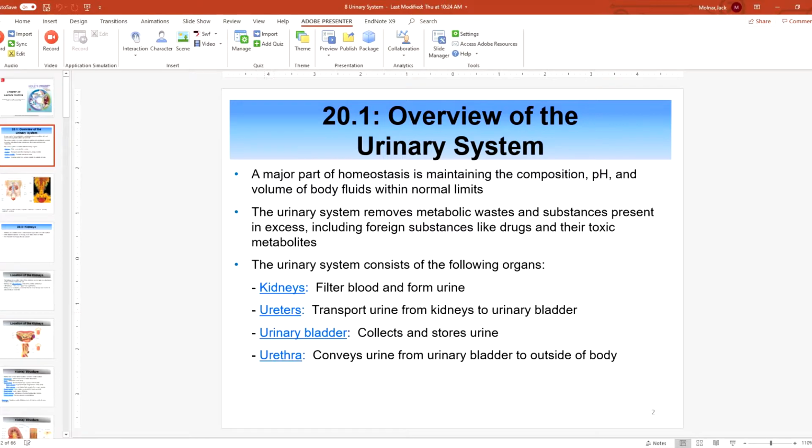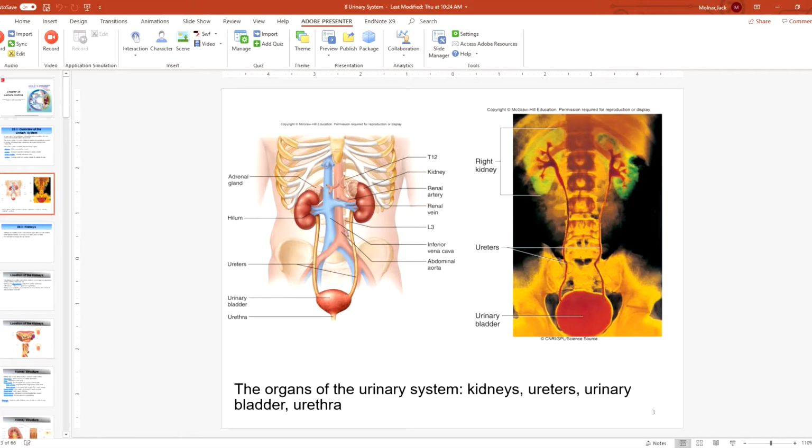Now, there are two ureters, one for each kidney. The purpose of the urinary system is to filter the blood and remove metabolic wastes and toxic substances and other things that are in excess in the blood, just kind of eliminate them and restore homeostasis. If we have too much of something, we're basically going to pee it away.